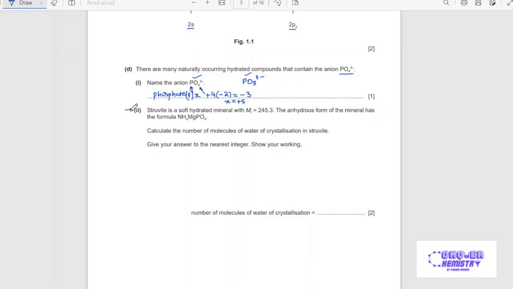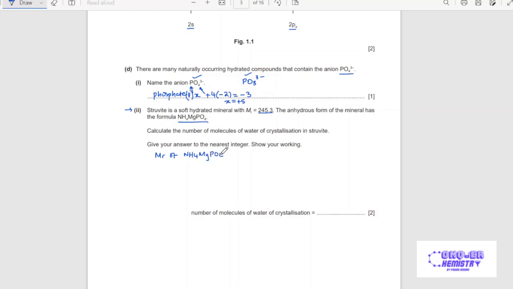Now over here in part 2, it says that we have a soft hydrated mineral struvite with an MR of 245.3. The anhydrous form of the mineral has the formula NH4MgPO4. And we need to calculate the number of molecules of water of crystallization in the hydrated mineral of struvite. Now what we're going to do is, first of all, calculate the MR of the anhydrous form of struvite.